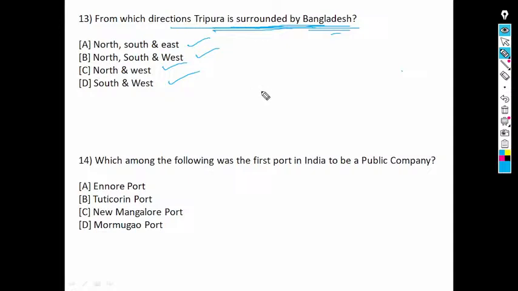So the answer here, we can say, is B. That is north, south, and particularly west.